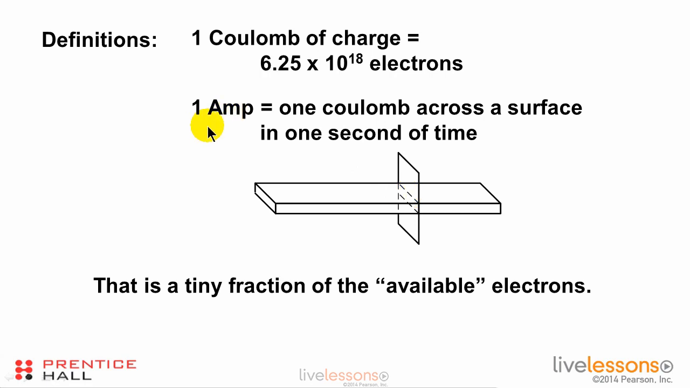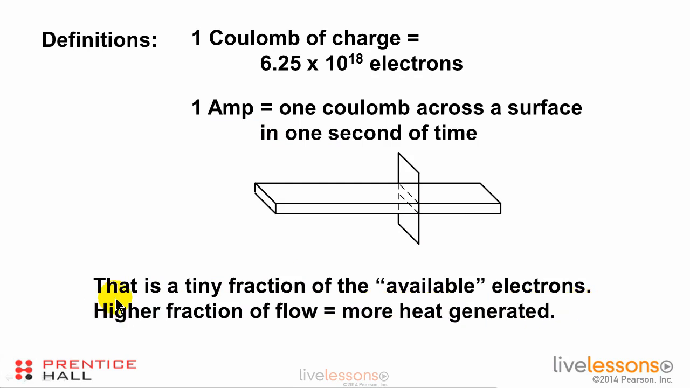We know intuitively that if we increase the current through this cross-sectional area, the temperature goes up. And that is at the same time we are increasing the fraction of the available electrons. And so the higher the fraction of the available electrons that we are involving in the current flow, the more heat is generated and the higher the temperature of the trace. And that makes intuitive sense, and that's kind of comforting when we look at it that way.